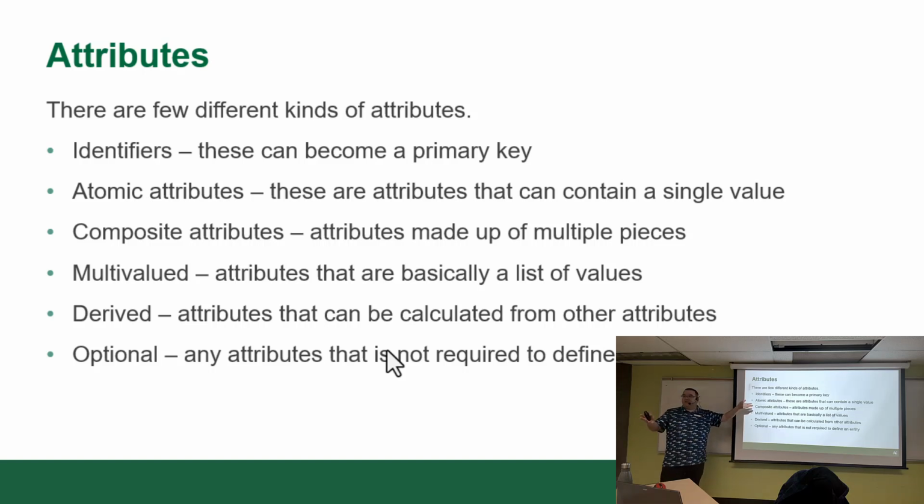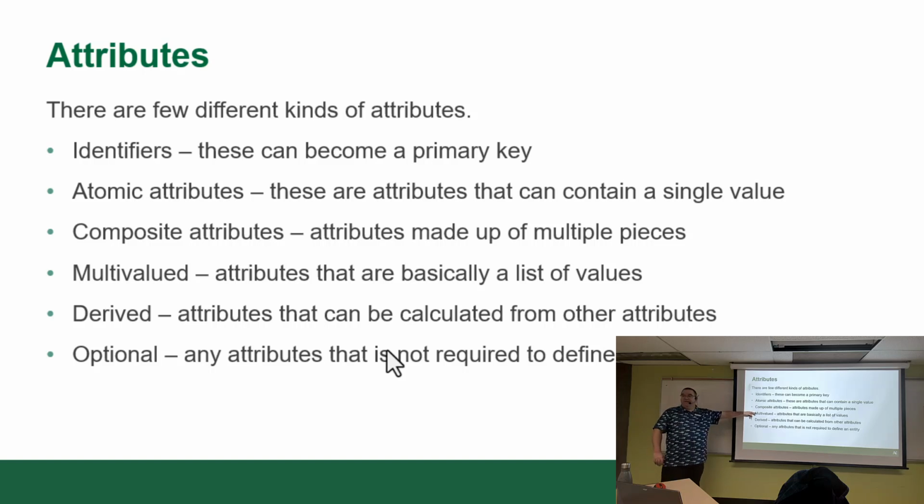So the address is broken down. It's composed of multiple pieces. Therefore, it's a composite. Multi-valued. This is an attribute that's basically a list of values. A good example of that one would be skills. What skills do you have?